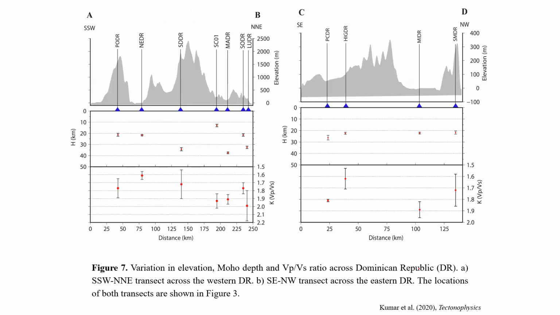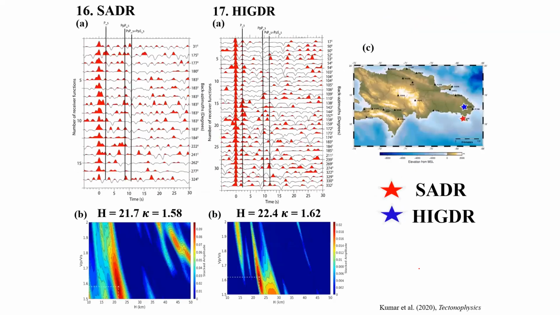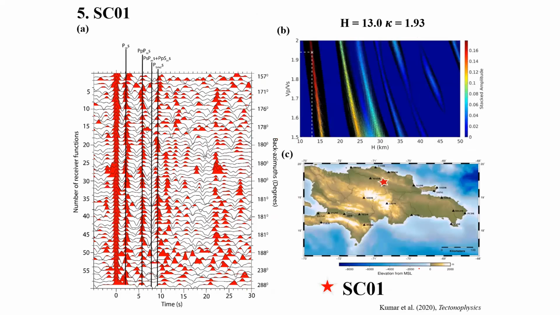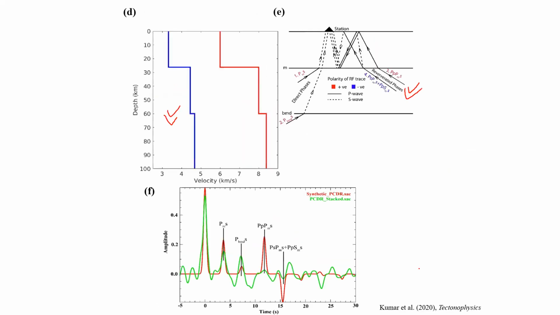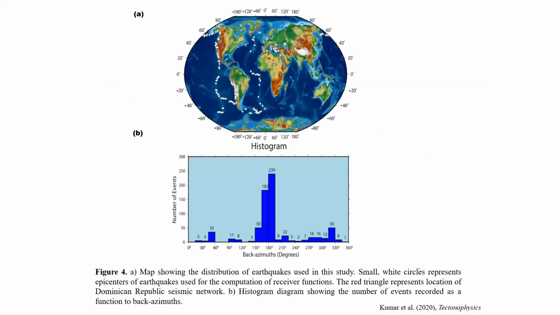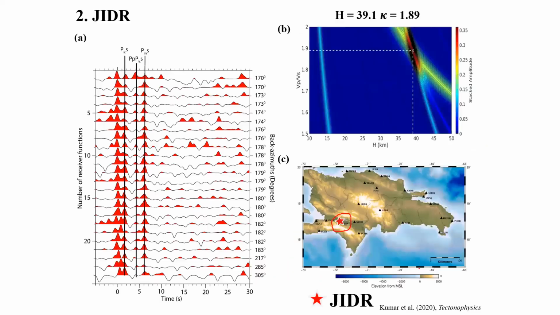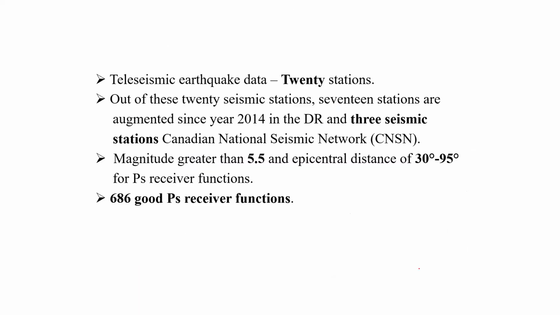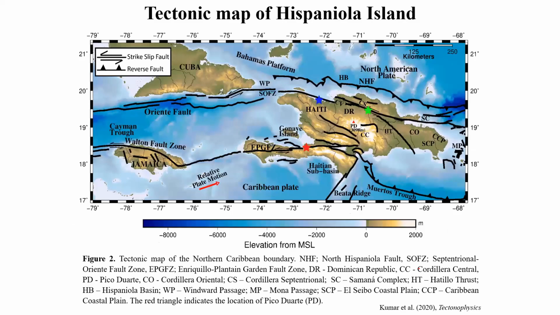And this is the cross section that he has produced. So if you look at the map, here he produced some cross sections. There was a cross section like this, a cross section like this, and another cross section he produced like this.